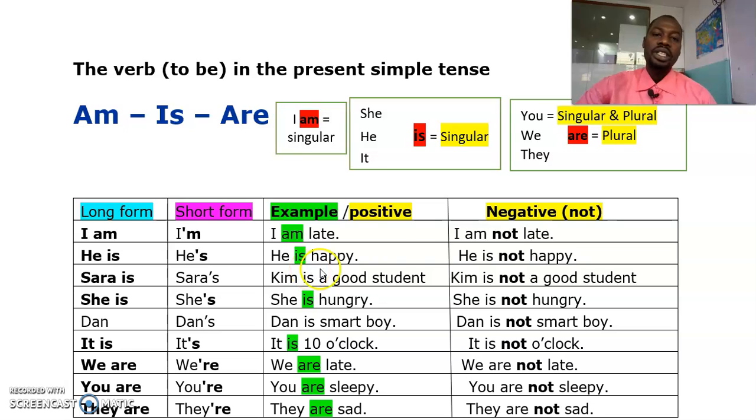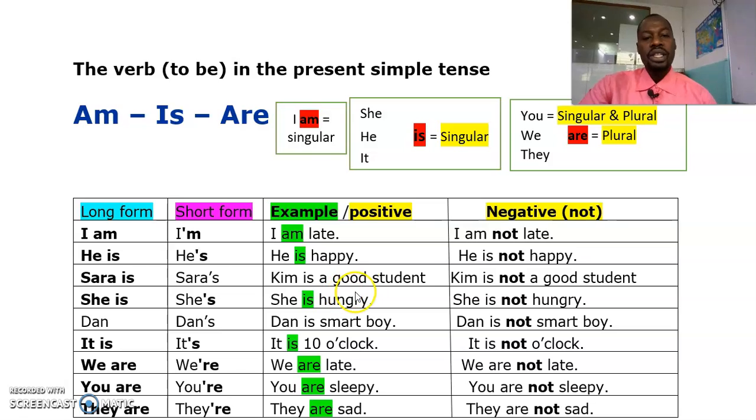He's happy. He's not happy. Kim is a good student. Kim is not a good student. The reason why we use Kim here is that instead of Kim, we can use the subject she. When we use the subject she, we don't need to use the name Kim. So sometimes the subjects can be nouns or pronouns. When you use a noun, you don't need to use a pronoun. When you use a pronoun, you don't need to use a noun.